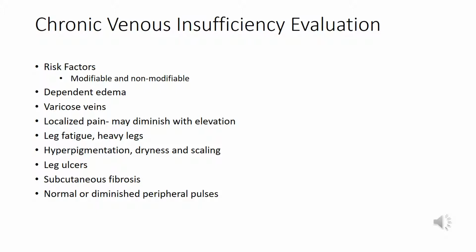Patients will be complaining of having fatigue or heavy legs. There could be hyperpigmentation, dryness, or scaling. They may have leg ulcers. They may have subcutaneous fibrosis. And you may have normal or you may have diminished peripheral pulses.